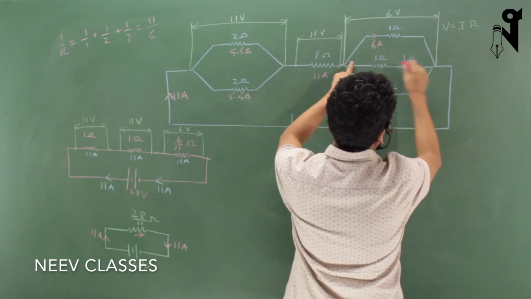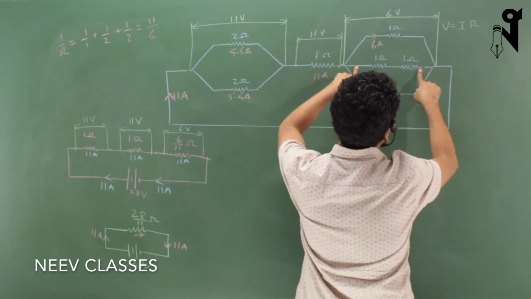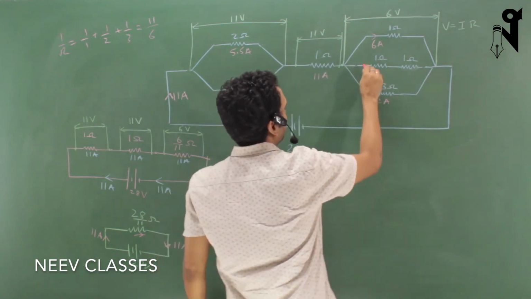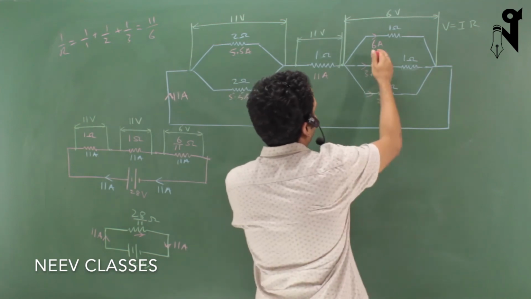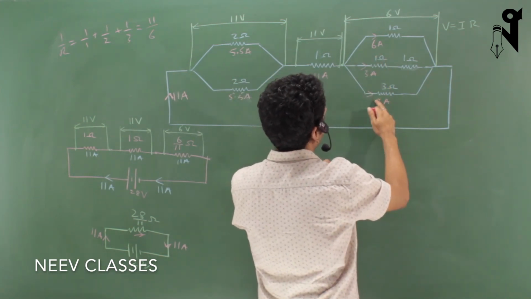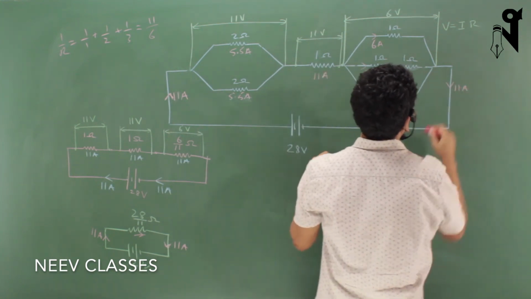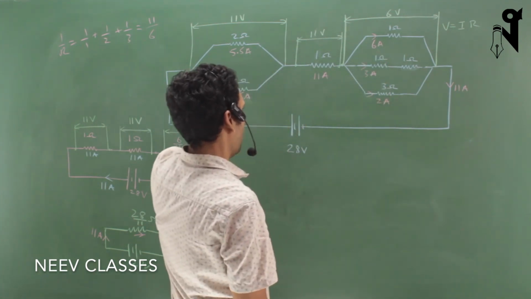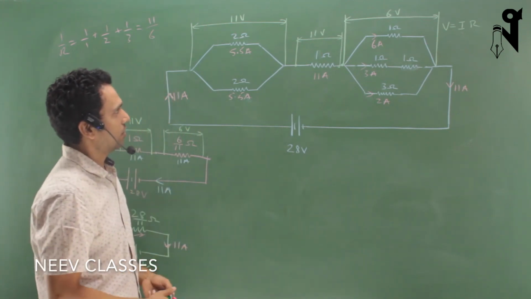So what is the voltage across this thing? Voltage across this thing is 6 volts. The total resistance is 2 ohms. So 6 by 2 gives me 3 amps. Does it add up to 11? 6 plus 3 is 9, 9 plus 2 is 11. So we are absolutely right. This cross matching would not have happened had our calculations not been right. So that's our final answer.